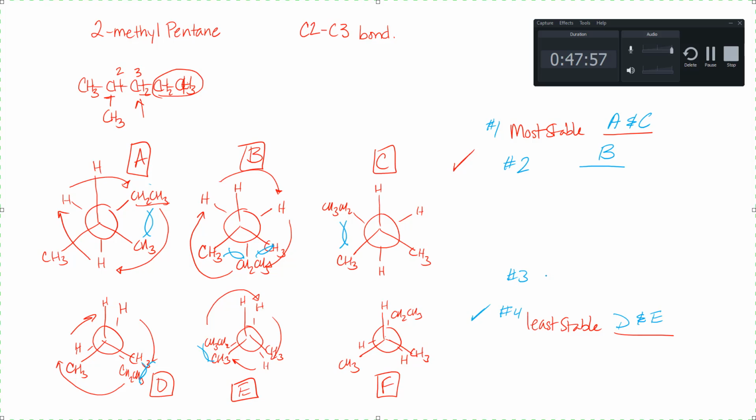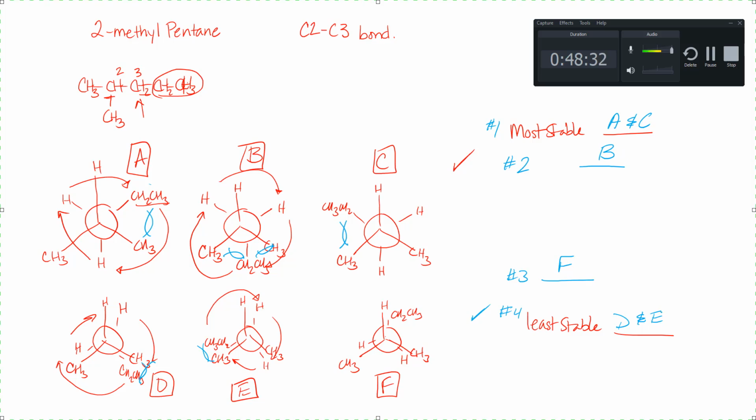Number 3, the second least stable, or a little bit more stable, would be F, that has no eclipsing interactions, but the fact is the ethyl group being eclipsed to hydrogens and the methyls make F less stable than any of the staggered ones. So in terms of ranking these energies, we would have A and C the most stable, then B, then F, then D and E that have the same energy.